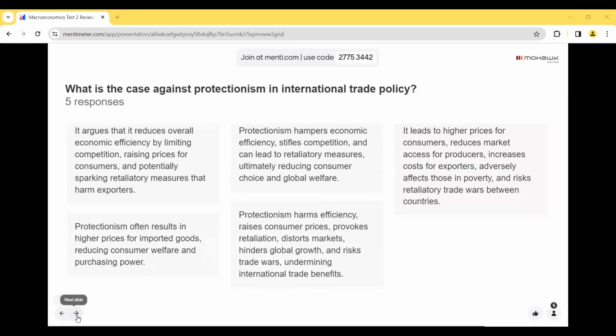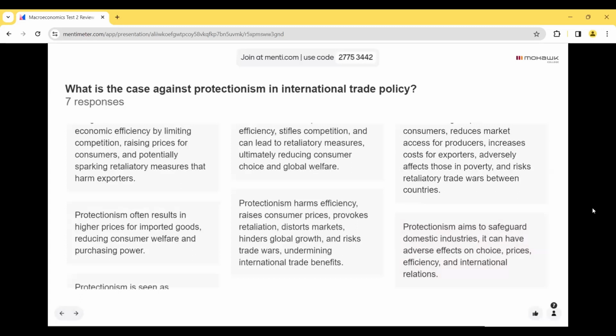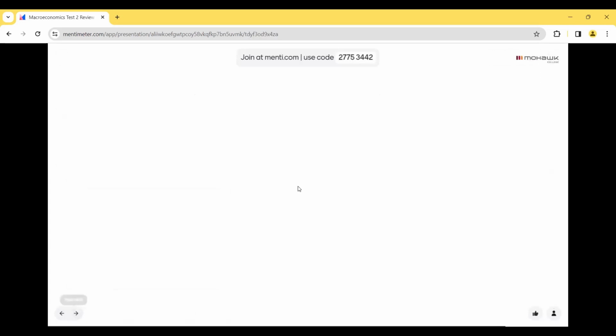Protectionism harms efficiency, raises consumer prices, provokes retaliation, distorts markets, hinders global growth, and risks trade wars, undermining international trade benefits. While protectionism aims to safeguard domestic industries, it can have adverse effects on choice, price, and efficiency in international relations. Protectionism is seen as detrimental because it reduces competition, causes prices to go up for consumers, makes resource allocation less efficient, causes trade partners to retaliate, and hurts global trade.